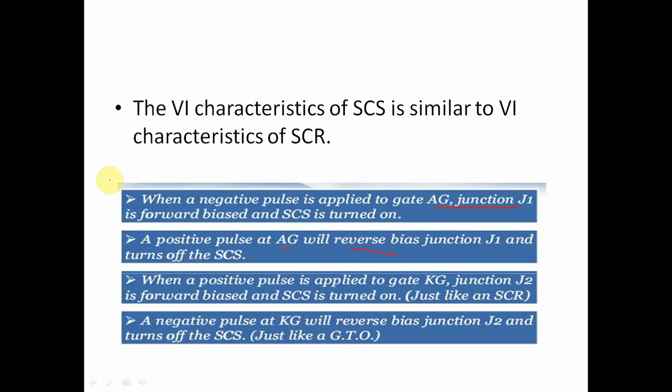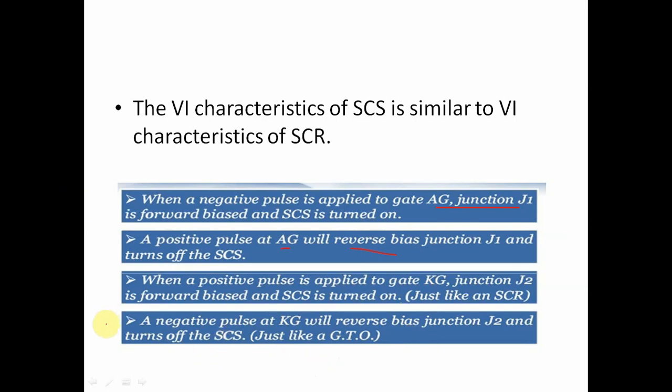When a positive gate pulse is applied to the anode gate, then SCS will be turned off, and a negative gate pulse applied to the anode gate will turn SCS on. When a positive pulse is applied to the cathode gate, SCS is turned on, and when a negative pulse is applied to the cathode gate, SCS will be turned off.